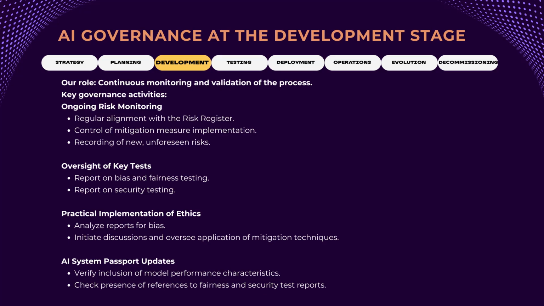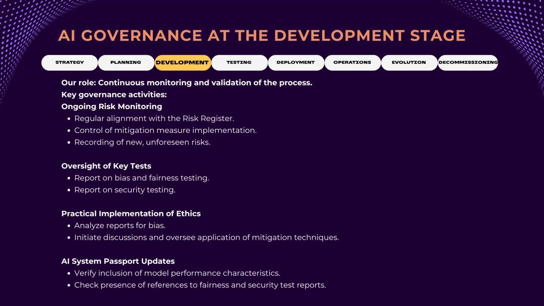Second, we organize and participate in key accountability and safety tests. Together with the technical team, we conduct these tests. Our task is to ensure they were executed, the results documented, and the relevant reports exist. In the fairness test report we verify how the model behaves across demographic slices and whether there is discrimination. In the security test report we care about the model's resilience to adversarial attacks and other AI-specific vulnerabilities. The ethical aspect again manifests as practical fairness work. If reports show bias, we initiate discussion and ensure the development team applies mitigation techniques.